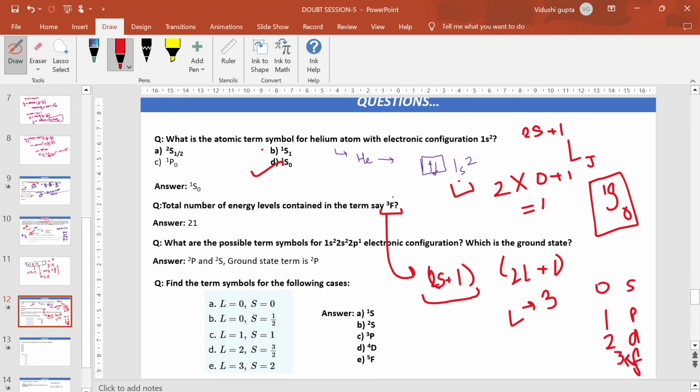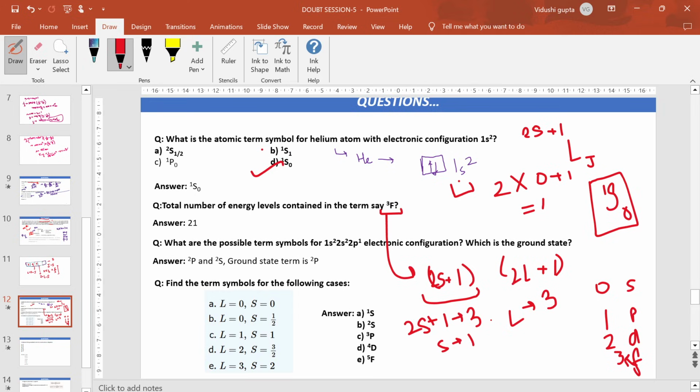And 2S plus 1 we already know it's 3F. That is your 3, your spin multiplicity. So 2S plus 1 is your 3. So S will be 1. 2S equals 3 minus 1, 2. So S will be 2 upon 2, that is 1. And L is 3.